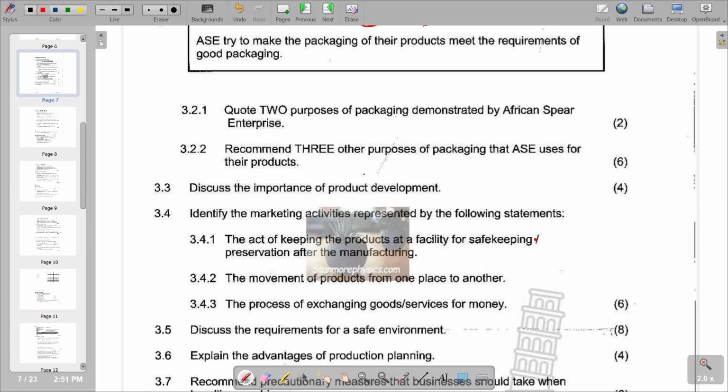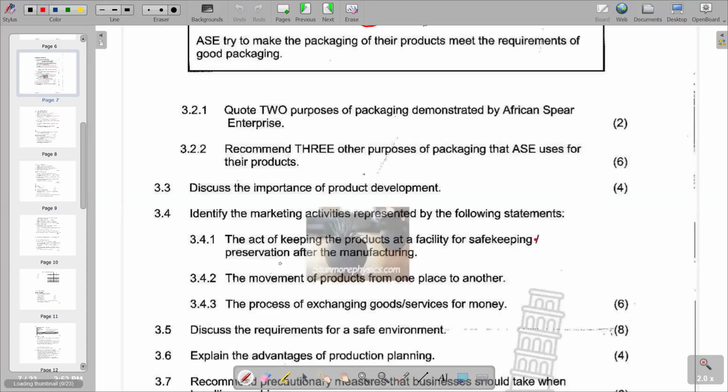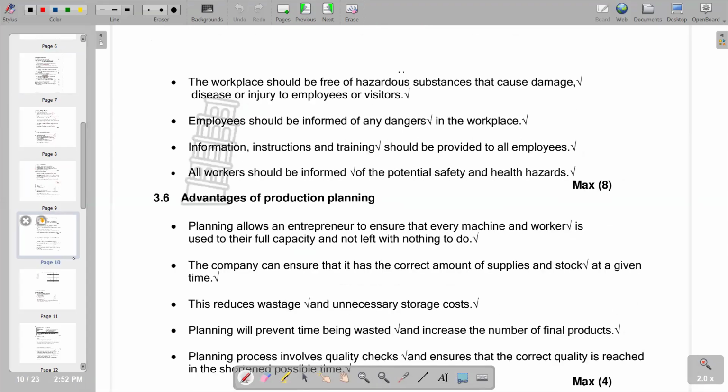And the process of exchanging goods or services for money. Obviously, this includes the issue of buying and selling of products. So these are the responses that we have: 3.4.1 storage, and 3.4.2 transport, and then 3.4.3 we have got buying and selling. So we move on to the next question, which is discuss the requirements for a safe environment.